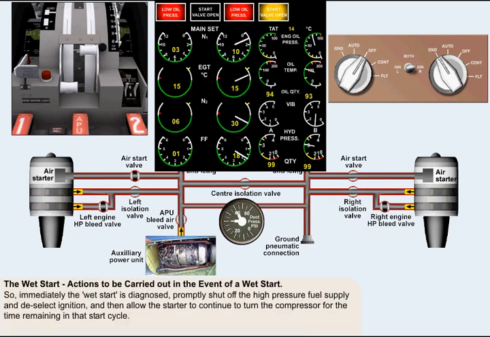To prevent torching and excessive EGT, before attempting a second start, a motoring over or blowout cycle must be carried out. So, immediately the wet start is diagnosed, do not terminate the start cycle. Instead, promptly shut off the high-pressure fuel supply and deselect ignition, and then allow the starter to continue to turn the compressor with the time remaining in that start cycle before attempting a blowout cycle. These actions will allow the compressor to start blowing out any fuel from the engine even before you carry out the blowout cycle proper.